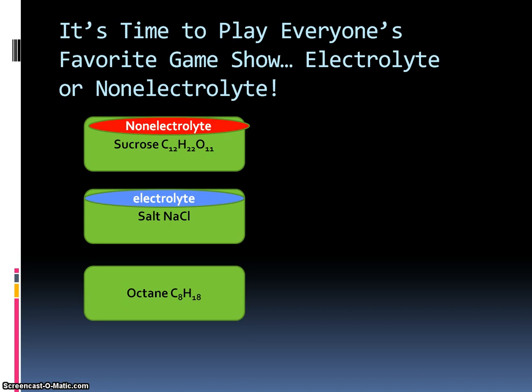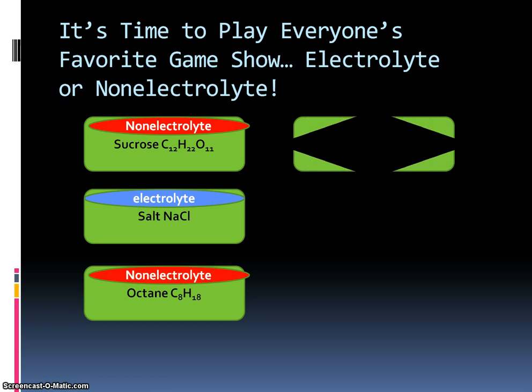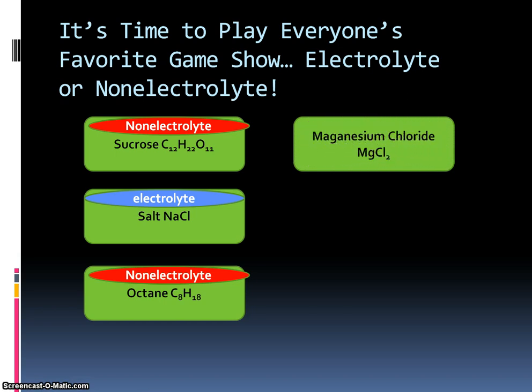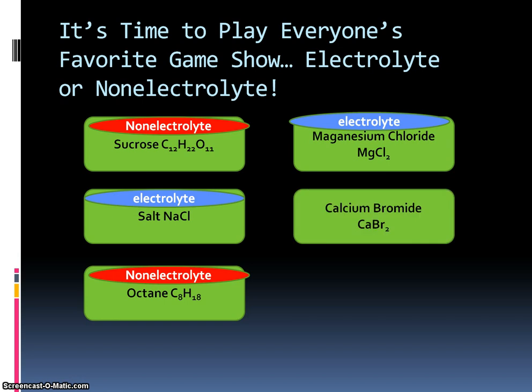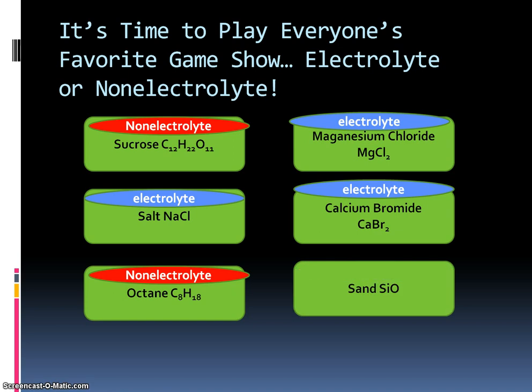What about octane? This is gasoline. Electrolyte or non-electrolyte? Non-electrolyte. What about magnesium chloride? Well, it's a polar covalent, so it's an electrolyte. What about calcium bromide? Again, electrolyte. Far apart on the periodic table is another way you can look at it. What about sand? SiO2. Those two are close together on the periodic table, so it is a non-electrolyte.